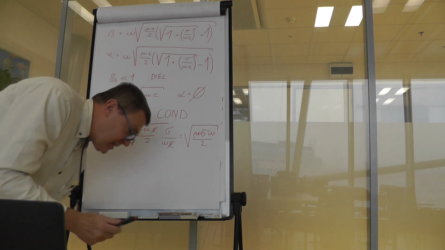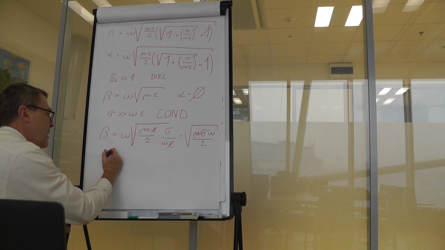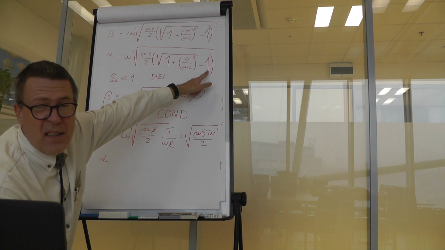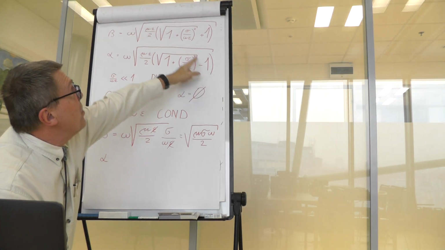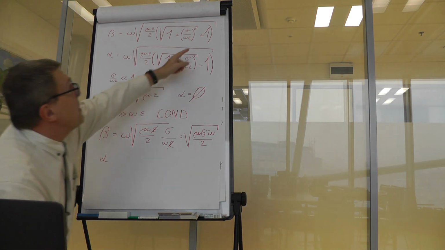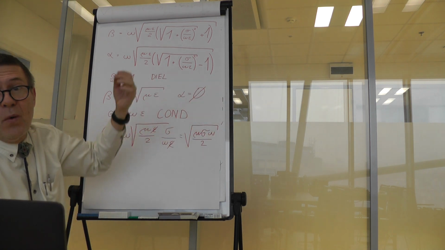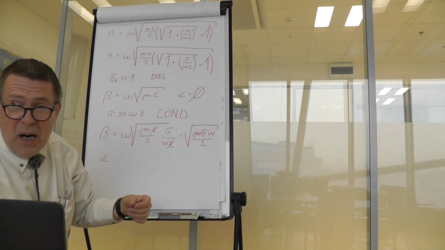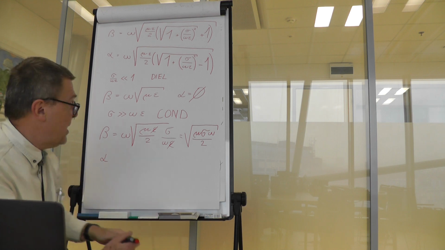And at the same time, we have got alpha. And remember, we have neglected this unity within the simplification. So it makes no sense whether there is +1 or -1, the result would be the same. So for good conductors, the real and the imaginary part of the propagation constant are exactly the same.